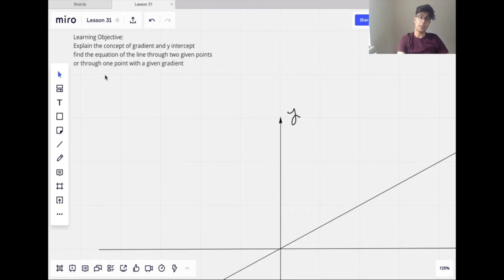Today's learning objective is to explain the concept of gradient and y-intercept and to be able to find the equation of a line through two given points and through 1 point and a given gradient. As usual, feel free to skip to any part of the video.